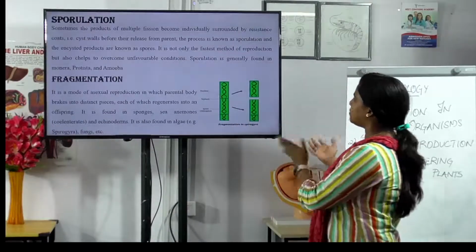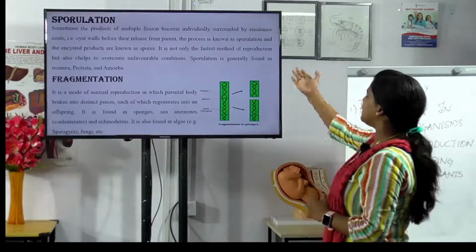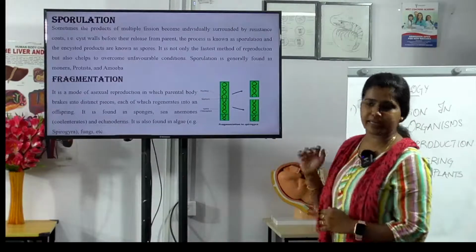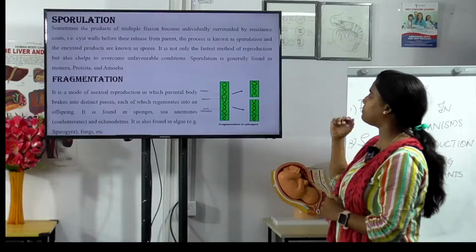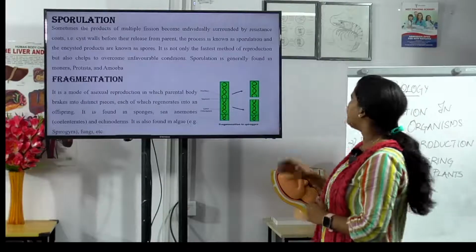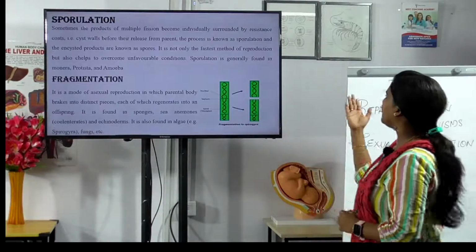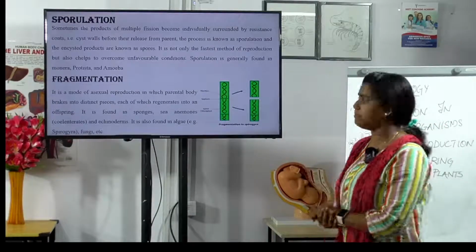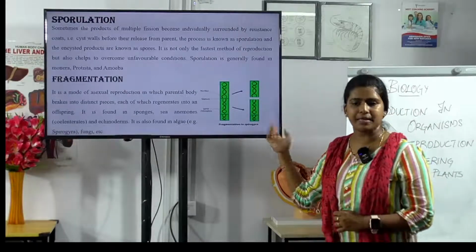What happens in sporulation is multiple fission happens, but each individual is surrounded by a resistant coat, that is cyst walls, before they are released from the parent. This is known as sporulation. The encysted products are called spores. It is not only the fastest method of reproduction, but also a very cheap method, and sporulation is generally found in Monera, Protista and amoeba.